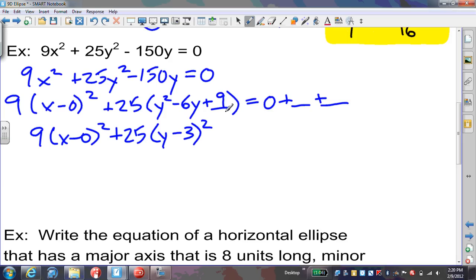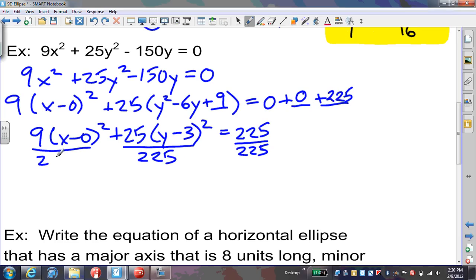So a 9 goes here, and we're going to plug in 25 times 9, which is 225. Again, there's nothing to be completed for the x's, but 25 times 9 is 225. So now we have equals 225 over here. Now the last step, again, is to divide both sides by 225. A lot of times it's going to work out cleanly because of the squares over here.